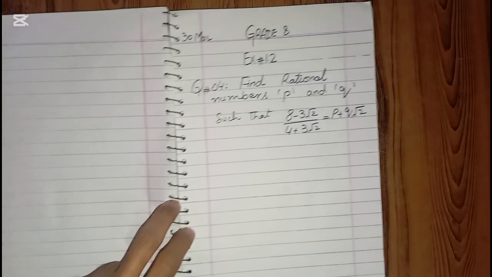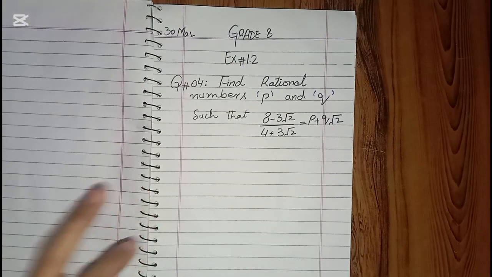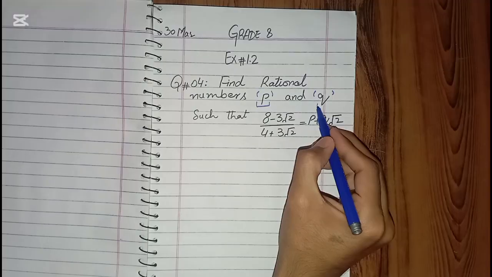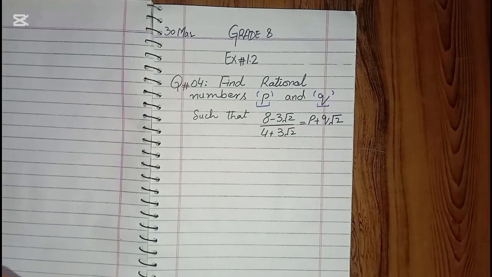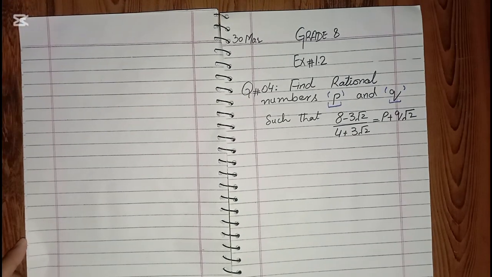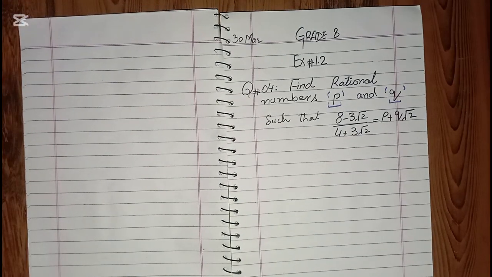The statement of question number 4 is that you have to find the rational number p and rational number q. But before we start question number 4, first we have to know how we multiply different variables and get our final answer.